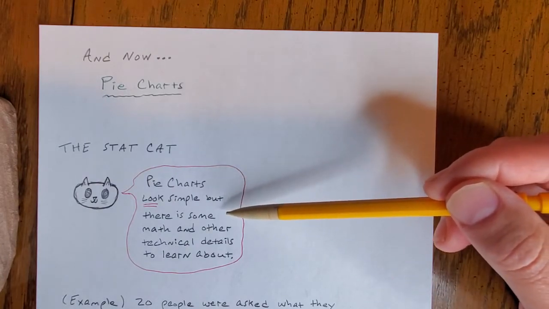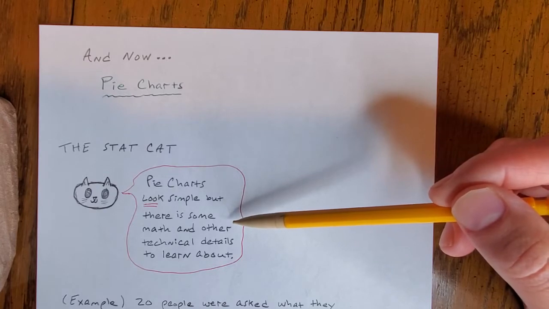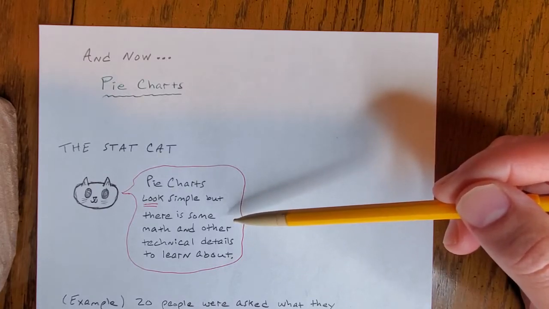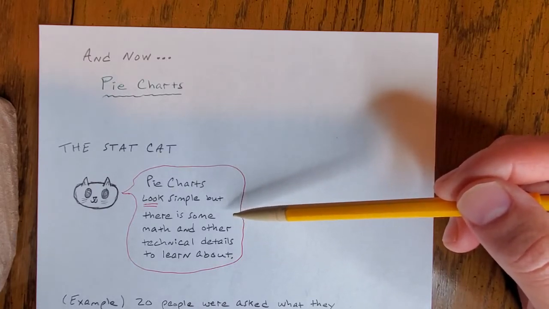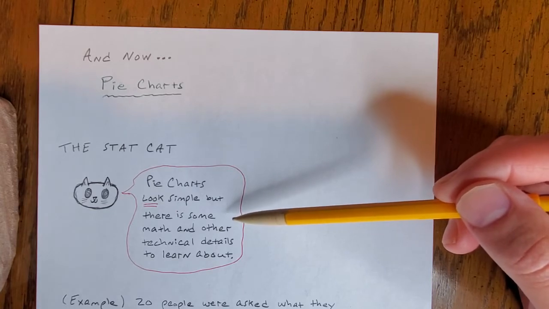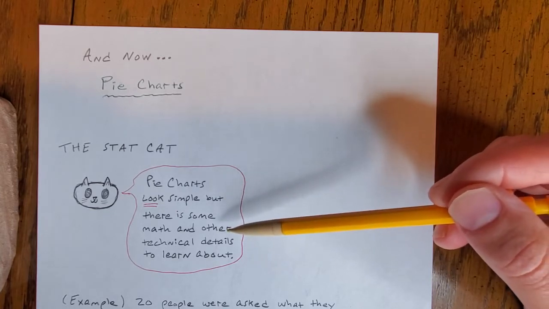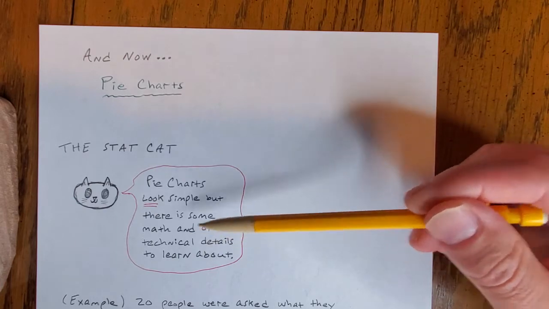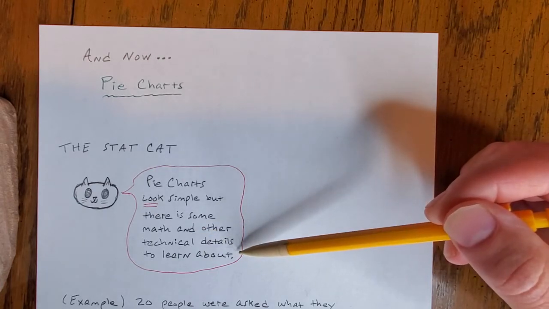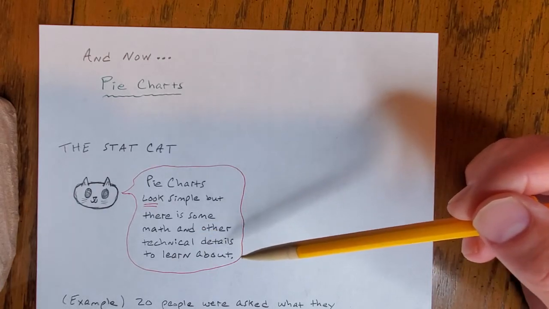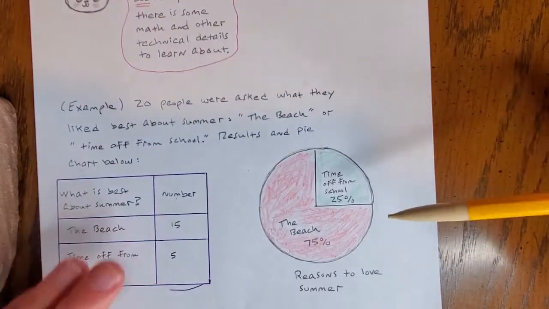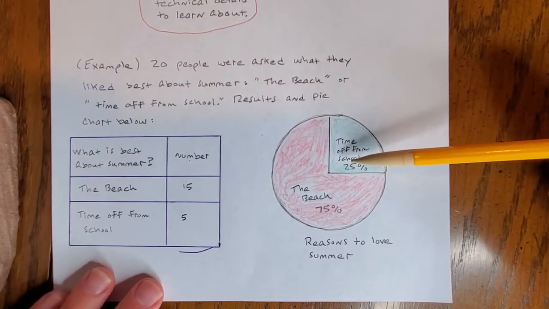But if you were going to make one from scratch yourself, or if you saw one and you thought something seems off here, then there are some technical details and some math about pie charts that we should all learn if we're going to learn statistics, okay? So yeah, pie charts look simple. Here's a simple pie chart, okay?